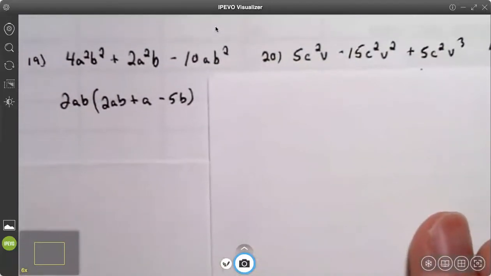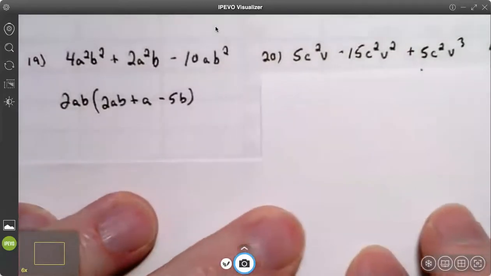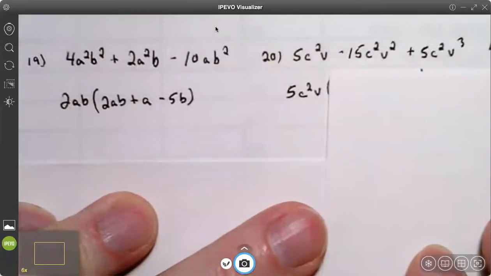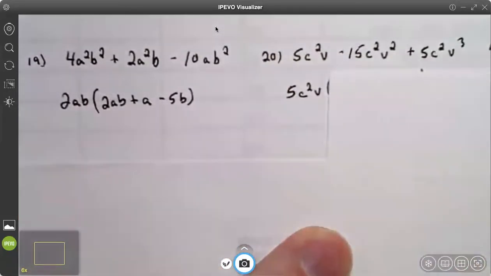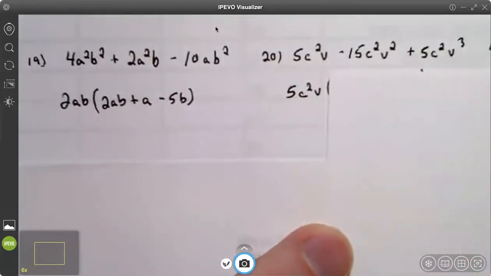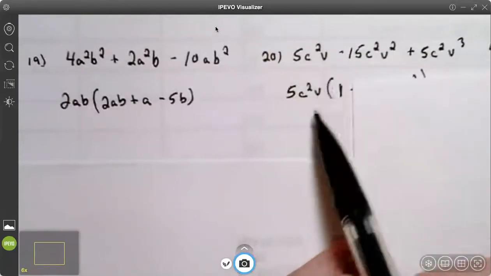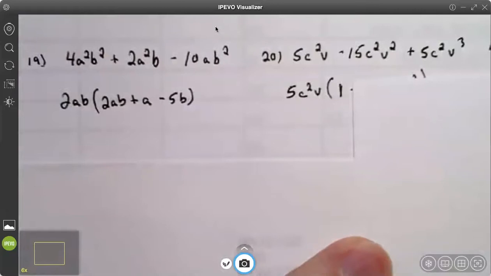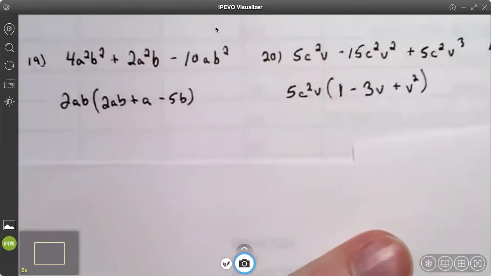Try number 20. Number 20, your greatest common factor is 5c squared v. You had two c's in every single term that could come out, but you only had one v in this first term, so you could only take one of them out. That leaves you with 1 in the first term because you took everything out, so you have to leave your understood 1. It leaves you with negative 3v in the second term and positive v squared in the third term.